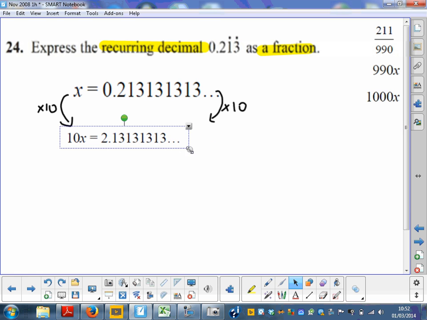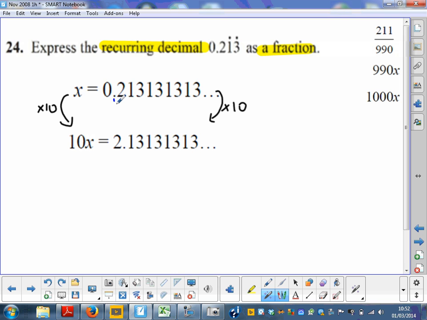10x equals, basically if I multiply this by 10, the decimal point moves 1 over, right? So it becomes right here. And you can see that is 2.133 and so forth. Now the idea is to get rid of this part. This is the part that I don't want. So all I'm going to do is multiply this by 1000.